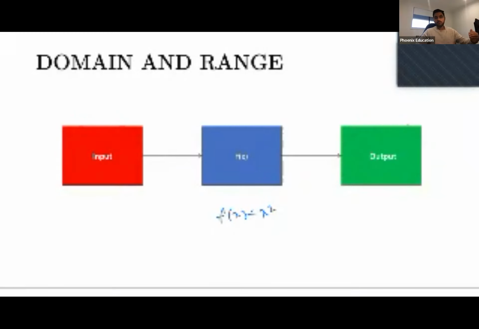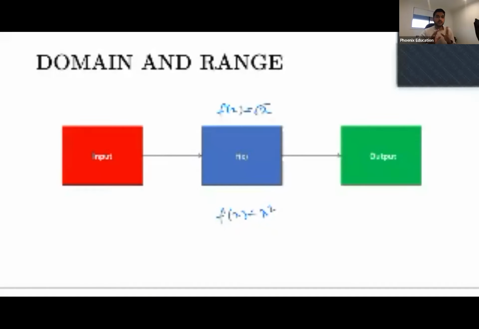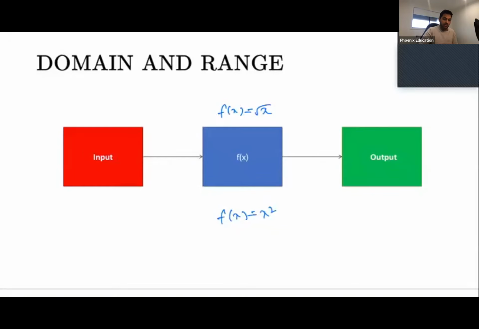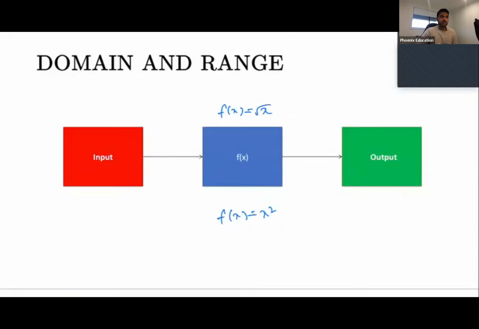Sometimes the inputs can be limited, and that's what the domain is. The domain is what we can actually plug into this function machine. For example, if we have a function that takes a square root of numbers, then we can't put in anything that's negative. The function machine won't accept anything that's negative. And a lot of the time, the function can only output certain values. For example, with x squared, it can only output positive numbers in this particular function machine.